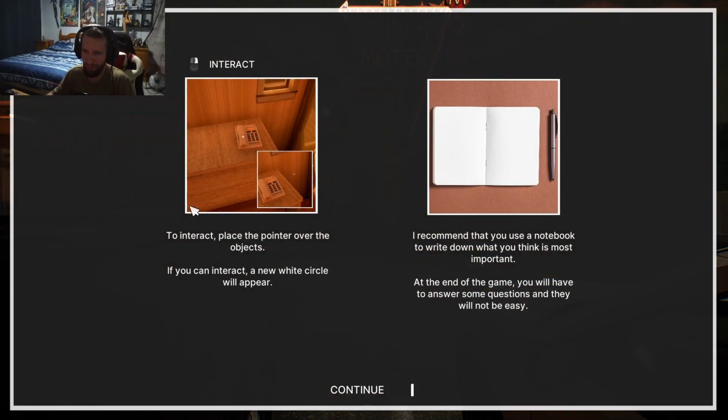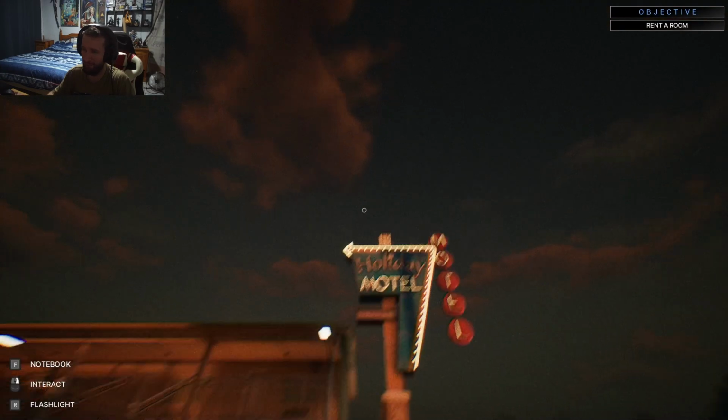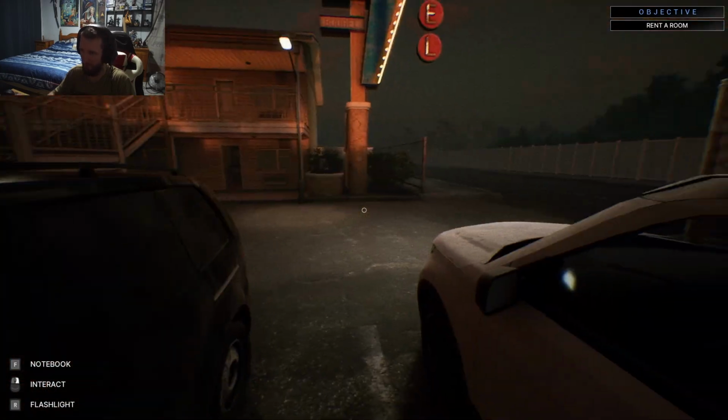To interact, place the pointer over the object. If you can interact, a white circle will appear. I recommend that you use a notebook to write down what you think is most important. At the end of the game, you will have to answer some questions, and they will not be easy.